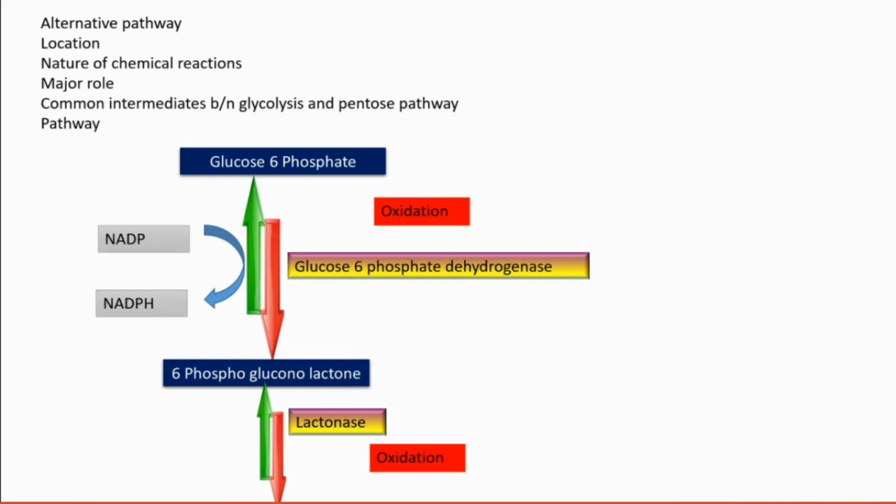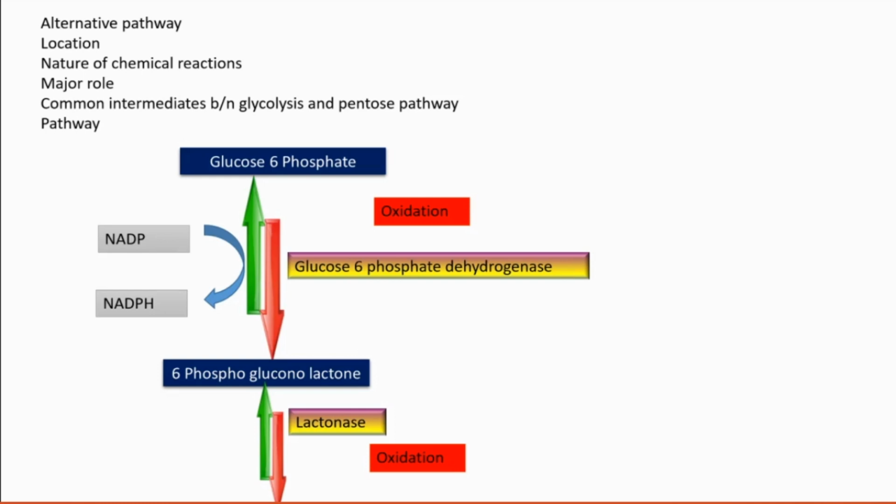In this pentose phosphate pathway, the first part consists of a series of oxidation reactions. And this oxidation results in the synthesis of energy-rich molecules like NADPH and 5-carbon sugars. Since 5-carbon sugars are produced in this pathway, it is called the pentose phosphate pathway, because 5-carbon sugars are forming here.